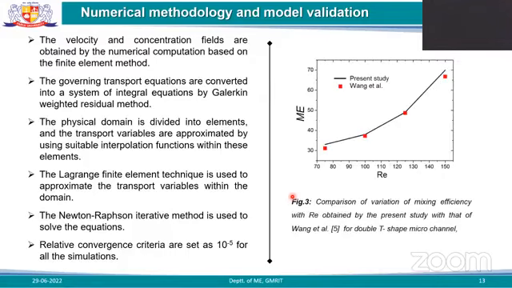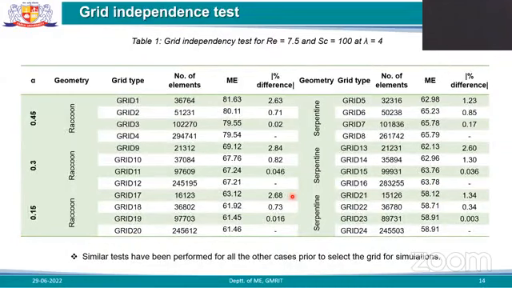Before solving our problem, we simulated one problem which was already solved by other researchers, and the trend of our result is quite similar to the previously published result. Obviously, whenever we do numerical work, we should do a grid independence test. For our case also, a grid independence test has been done for all cases. I am showing just one particular case, Reynolds number 7.5 and Sc 100, where lambda equals 4. In most cases the finest grid has been taken. The difference between the last two grids is less than 1.1%.